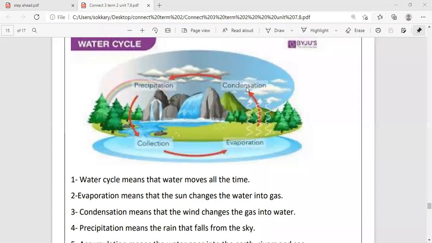The gas becomes water. If you wear glasses, and you come out from the air condition and you go to the street, you find some water on your glasses. Is this right? When you are sitting in air condition, for example, it's very cold, and you go out to the street, you find water on the glasses that you are wearing. This is called the condensation. It means that the wind changes the gas into water.